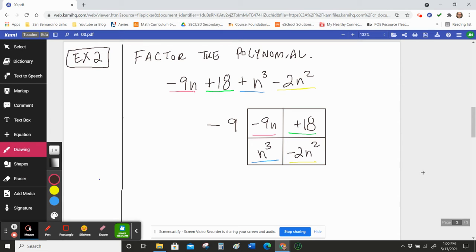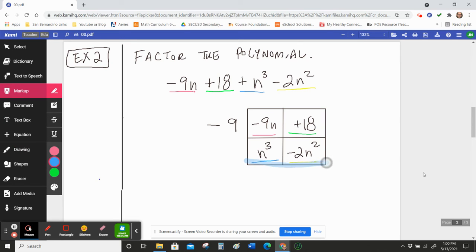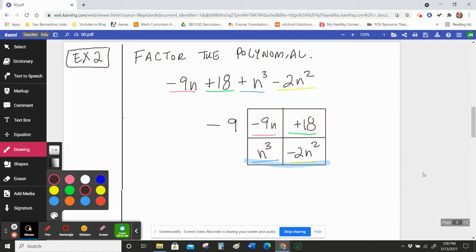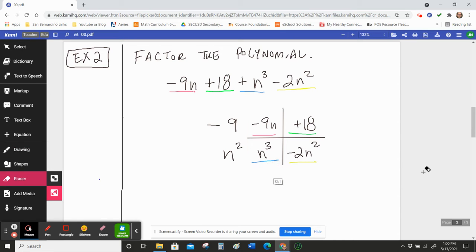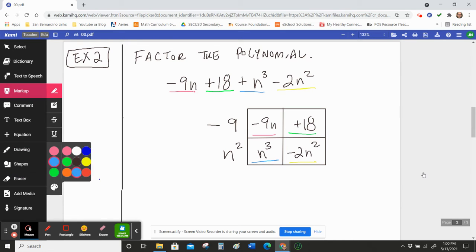So on the next row, I have n to the power of 3 and then negative 2n squared. The only thing that I can take out of these two right here is n squared. So I'm going to put an n squared here on the outside. Notice that my first number is positive, so I leave it as positive on the outside. All right, let's move on to the columns now.